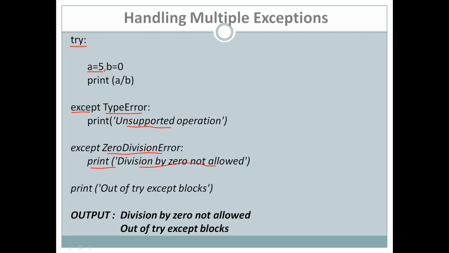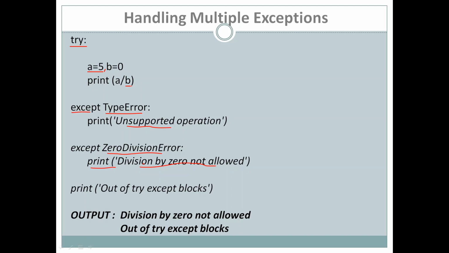Now if you look at the values here, a equals 5, b equals 0. So when I say a divided by b, the value of b is 0. That means we are dividing a by 0, or 5 by 0.